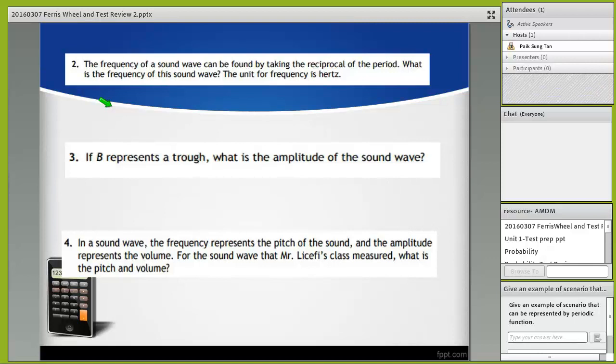So the frequency is equal to 1 over 0.0022. And if you calculate that, you get 454, and the unit for the frequency is hertz. Okay?